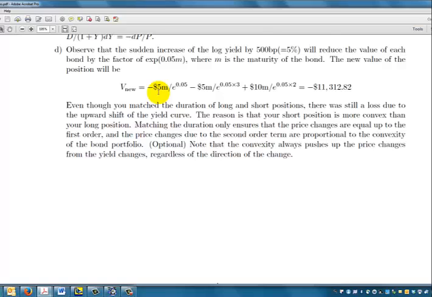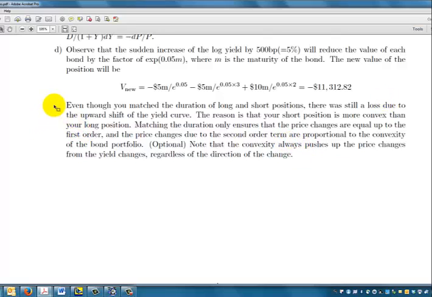You're losing $5 million divided by e to the 0.05 on the 1-year short. You're losing $5 million divided by e to the 0.05 times 3 on the 3-year short. On the long position, you're gaining $10 million divided by e to the 0.05 times 2. So overall, you're losing $11,312.82. So what went wrong?